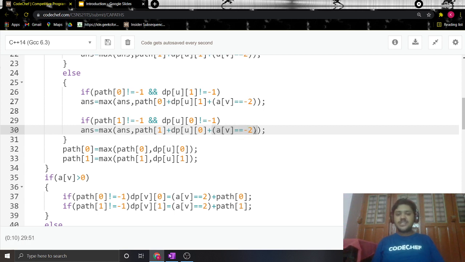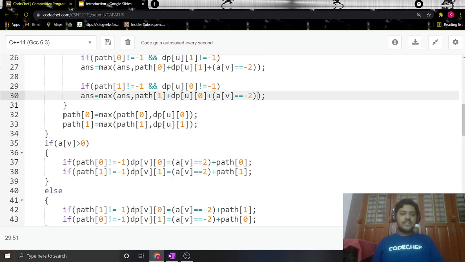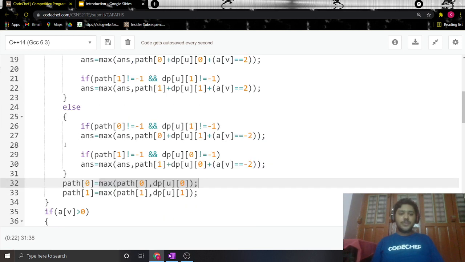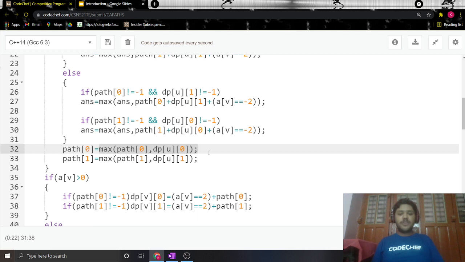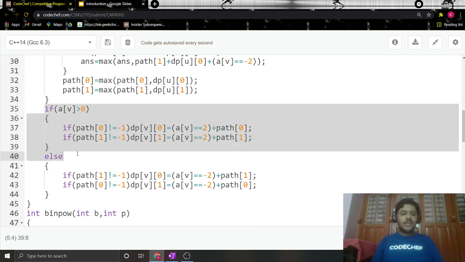Now this also adds another power of 2. Okay, and I write path of 0 is equal to the maximum of path of 0 and dp[u][0], and path of 1 equal to the maximum of path of 1 and dp[u][1]. As I told you, path of 0 will store the maximum of dp[u][0] when you are at the vertex u. You will get to know that I am at the vertex u, and path 0 stores the maximum of dp[u][0] of all the vertices which are processed before you and are children of vertex v, and path 1 stores the maximum of dp[u][1] of all the vertices that are processed before you and are children of v.